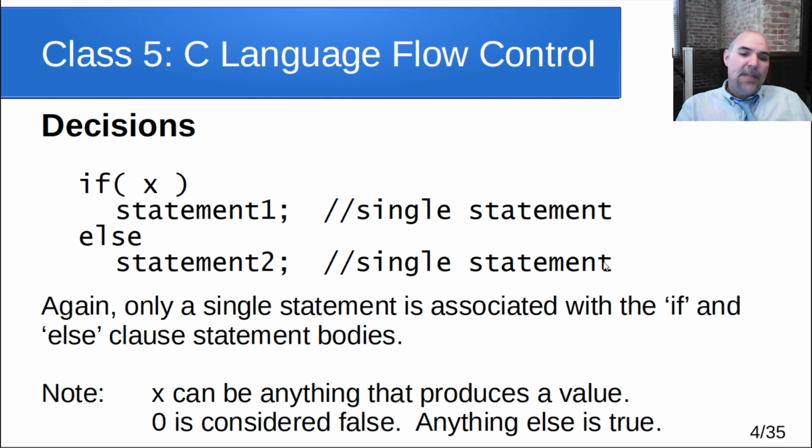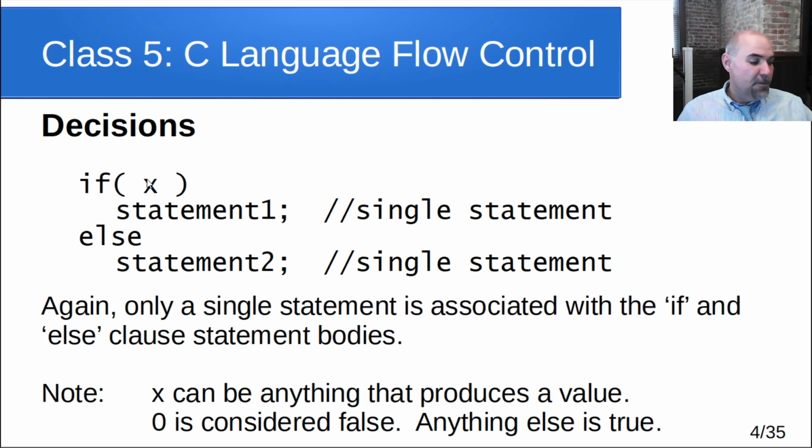Now, back to the condition: notice that the thing inside the parentheses can be anything. It could be an expression, it could be a variable name, it could be some sort of comparison operator, it could be just a number. It could be anything that we want to put in there. The only rule is it has to be something that produces a value of some sort. And what is considered false is anything that produces a value of 0. Anything that's non-zero is considered true.